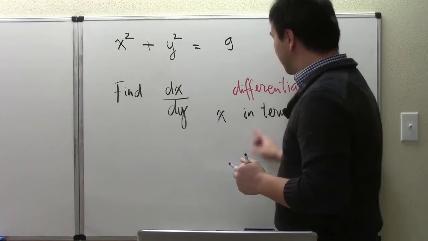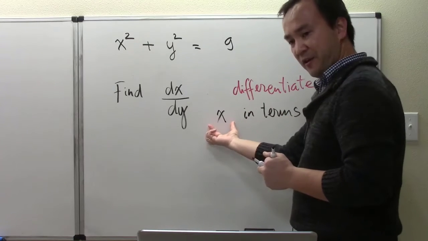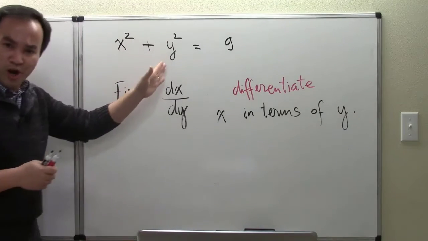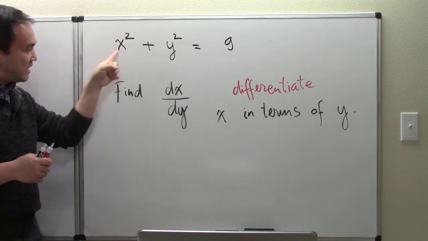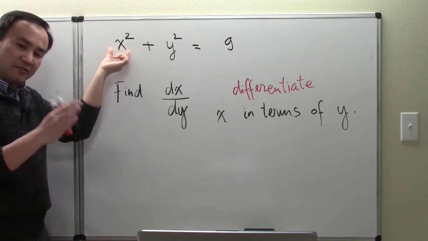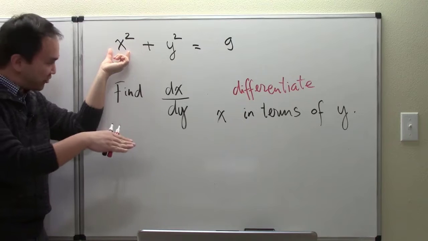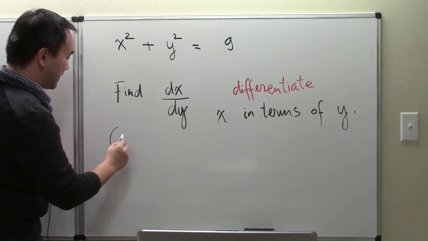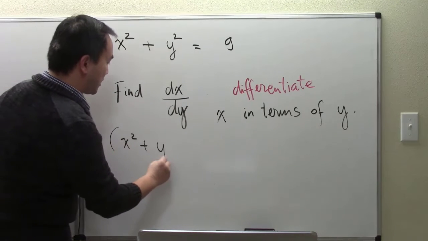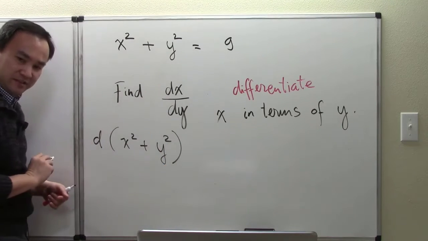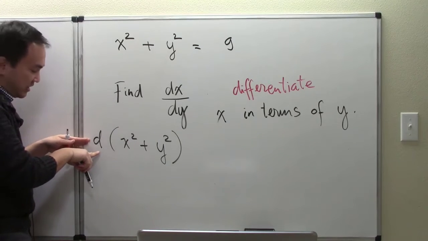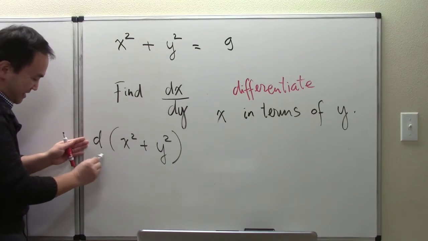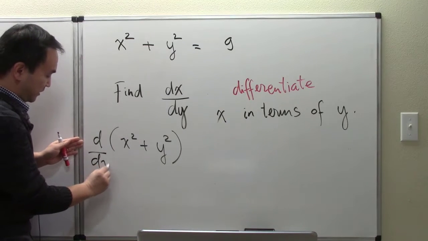Now, as we clearly understand, our goal here is to differentiate x as a function, but in terms of y, treating y as the main variable. That means the same equation, but the x squared term now, x itself, is to be understood as some implicit function of y. So starting out, x squared plus y squared on the left-hand side, I am going to differentiate. The d operator here is the differentiation operator, the derivative operator, and we're going to take the derivative.